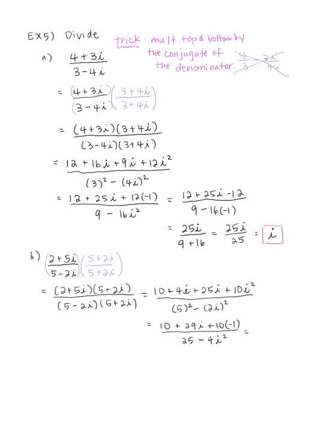So this is the same thing as 10 plus 29i minus 10, all over 25 minus 4 times i squared, which is again negative 1. So from the numerator, 10 is going to cancel. So what do we got? You know what, I'm going to run out of room, so let me just bring this guy over here. Okay, so now we got 29i, whole thing divided by 25 plus 4, which is going to give us 29i over 29. So again, our answer is going to be i.